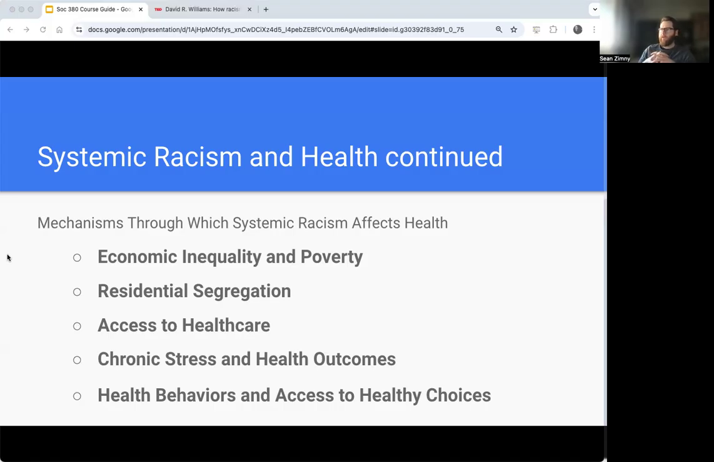Maternity mortality rates. Black women in the United States experience maternity mortality rates nearly 3 times higher than those of white women. This is a disparity driven by systemic barriers and bias in maternal care. Number 4, chronic stress and health outcomes.